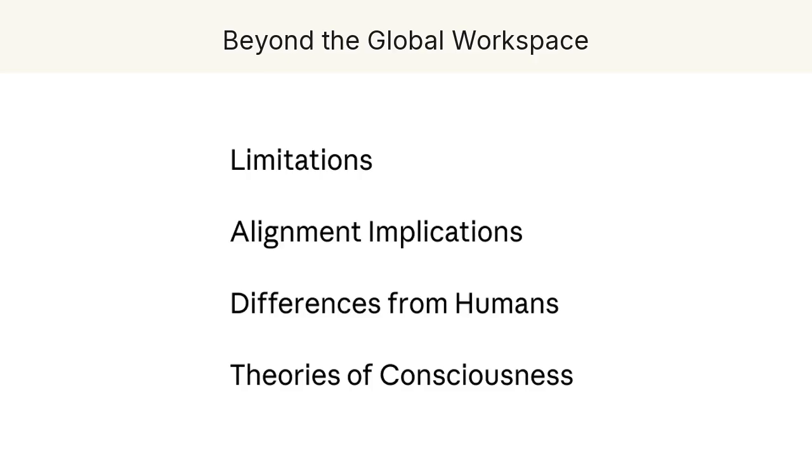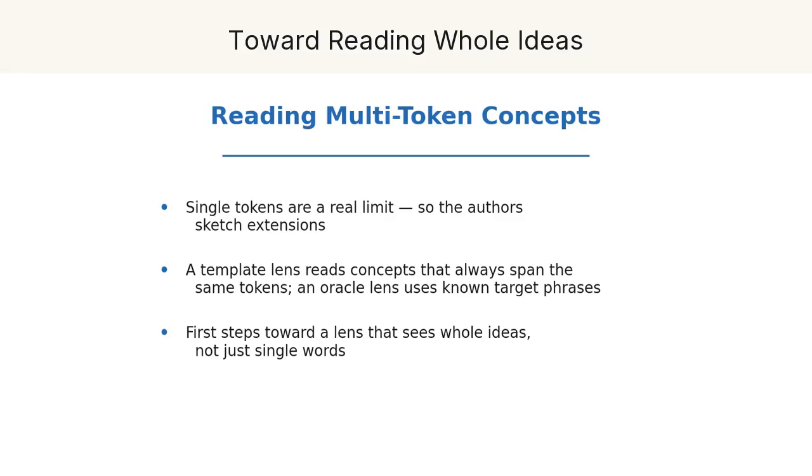Before we close, one look forward, because the single token limit is the obvious thing to fix. The authors sketched two extensions. A template lens targets concepts that reliably occupy the same tokens across a family of prompts, letting you read multi-token ideas that show up in a predictable slot. And an oracle lens uses a set of known target phrases to look for, aligning the readout to concepts that span several tokens. Neither is the final answer, but both are real steps toward a lens that can see whole ideas rather than just single words, which would open up vastly more of the model's inner life to inspection. This is very much a living research program.